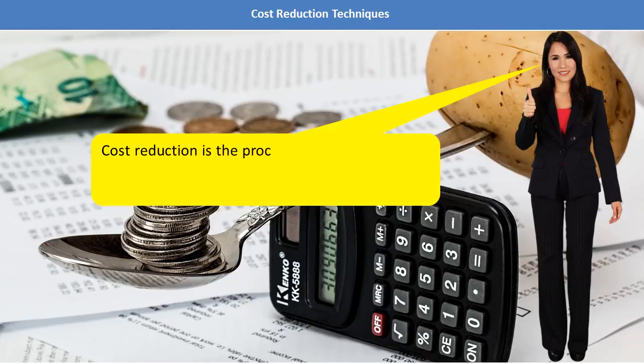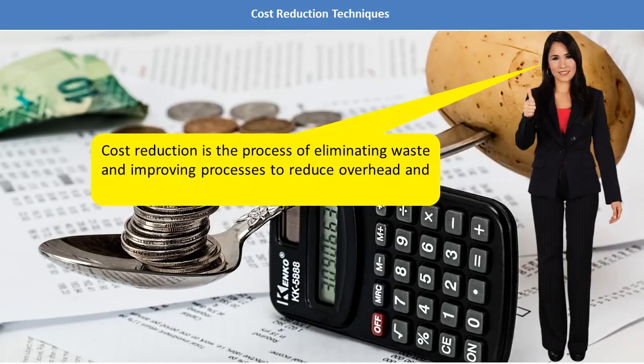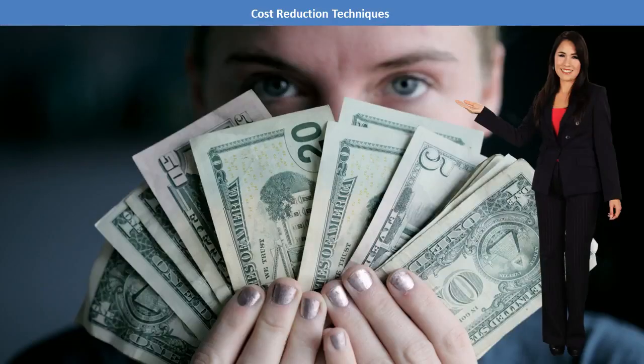Cost reduction is the process of eliminating waste and improving processes to reduce overhead and/or cost of goods or services sold to customers or end users. In this module, we will discuss, briefly, some techniques used in reducing costs in manufacturing companies. Happy learning! The following are common types of cost reduction.